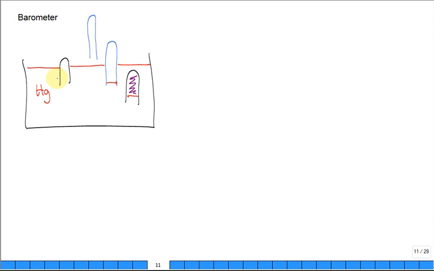Tell me, what's inside the tube? Is this all mercury, mercury, mercury all the way up to the top of the tube? Or does the tube stop and now there's something else in the tube on top of the mercury? What is it? Vacuum.